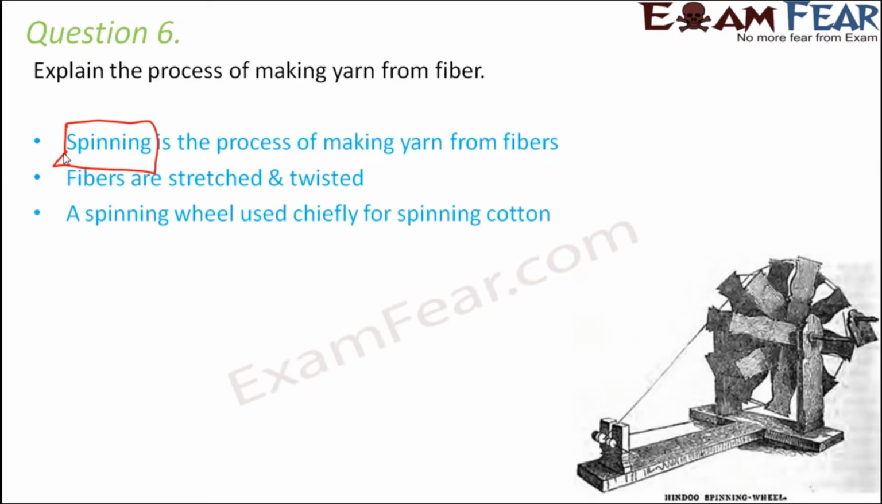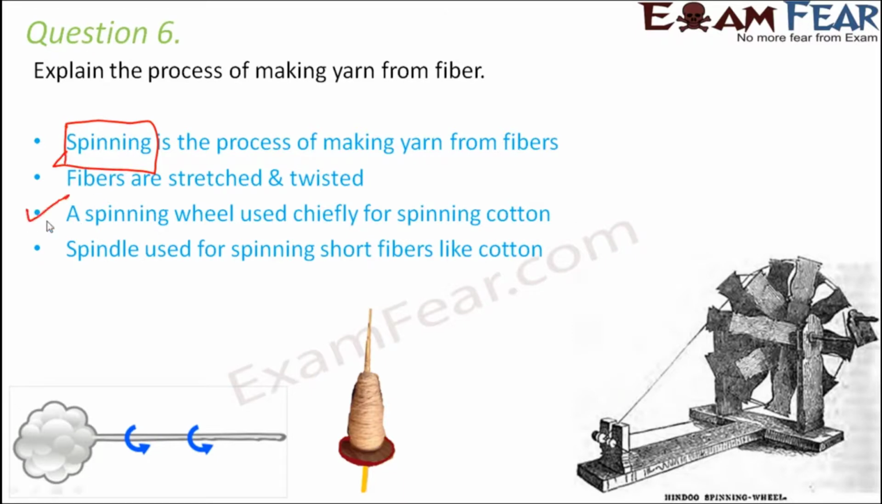Some of the commonly used devices are the spinning wheel or the spindle. These days the spindle is more common because it is handy and less expensive when compared to the spinning wheel. Here you see this is your input, the fiber, and this fiber gets converted into yarn like this. So yarn is nothing but a bundle of thread, and these threads can later be used to make the fabric. That's how the entire process of spinning takes place.